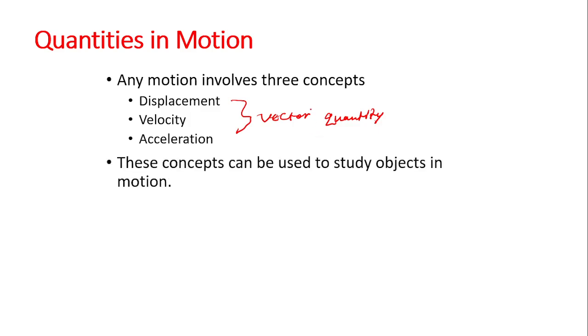Okay, so with that being said, we need to understand that these concepts can be used to study objects in motion. So you can talk about something that has been thrown. For example, you throw a stone. That stone will be in motion. Let's say you yourself are running, you are in motion. You can talk about a car which is moving, it is in motion. So these three concepts normally help us to study any object that is in motion.